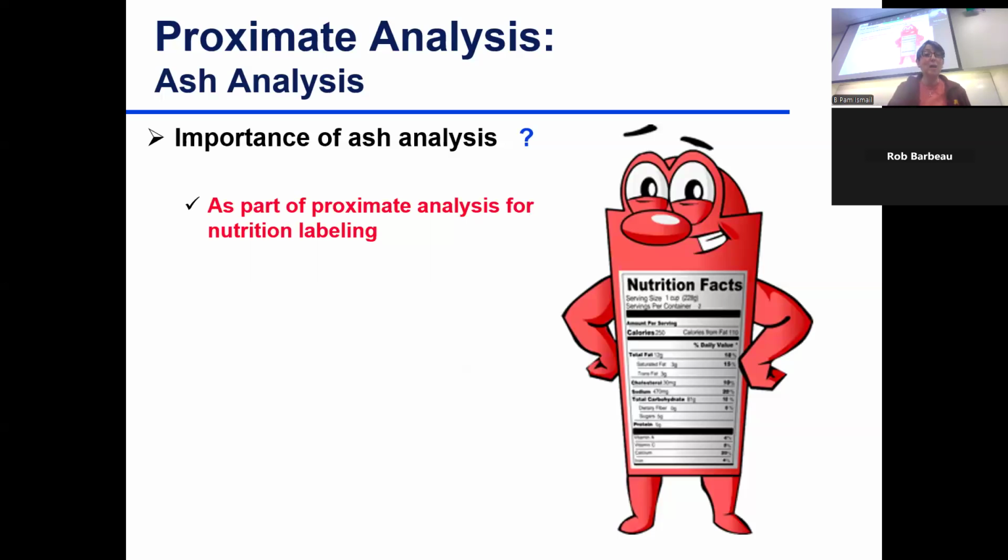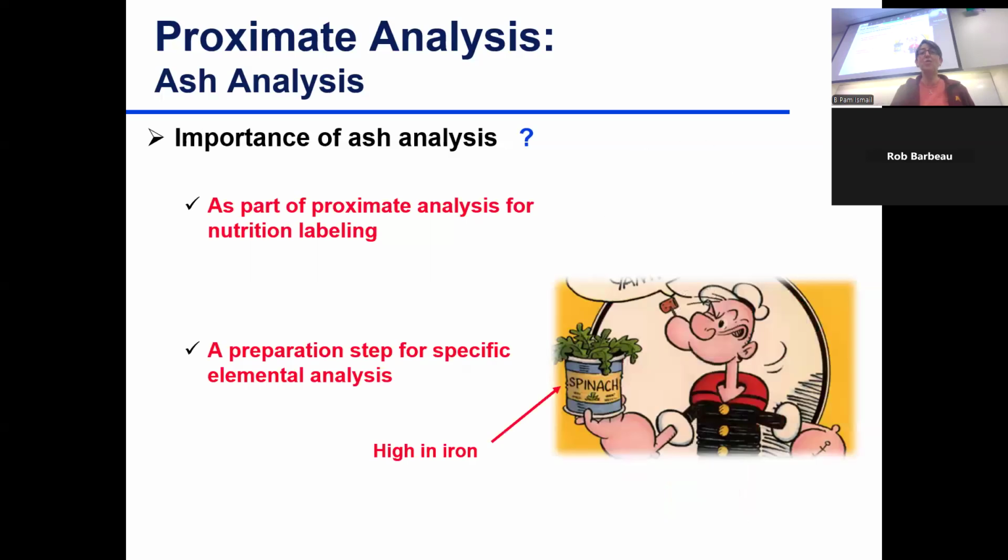Okay, so as part of proximate analysis for nutrition label, oh, that guy. Do you know Popeye? The sailor man. Toot toot. It's Friday, let me tell you. He used to get strong when he ate the spinach because of the iron in it.